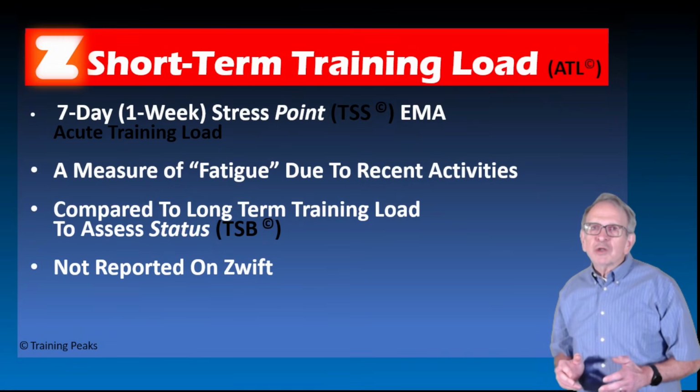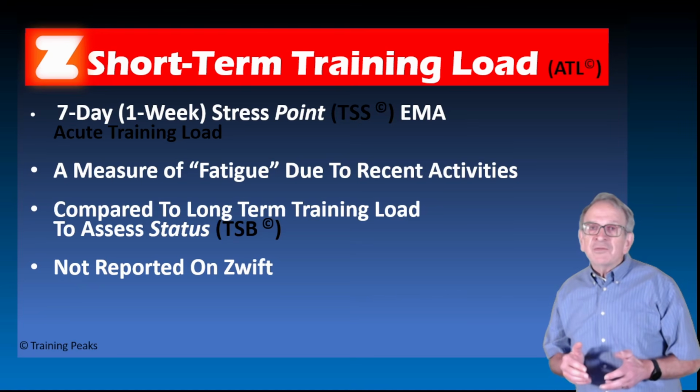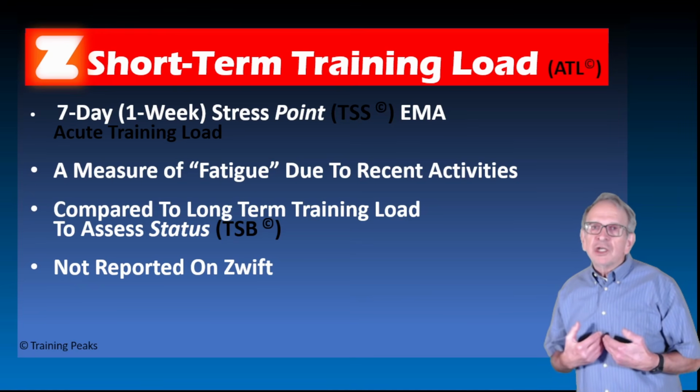Now, what about your short-term training load? What Training Peaks calls acute training load. It's your 7-day stress point exponential moving average. It's a measure of the fatigue that you're putting on your body due to recent activities.